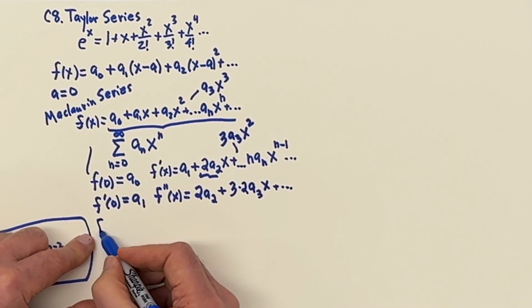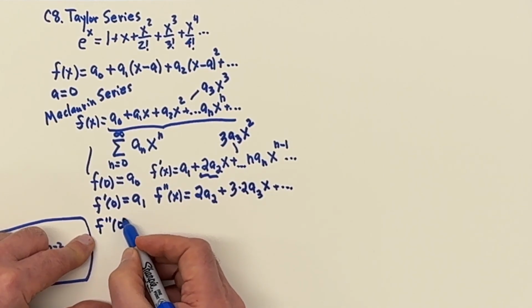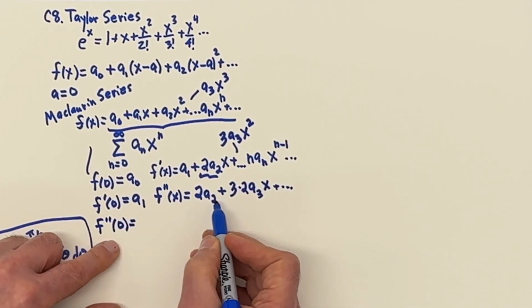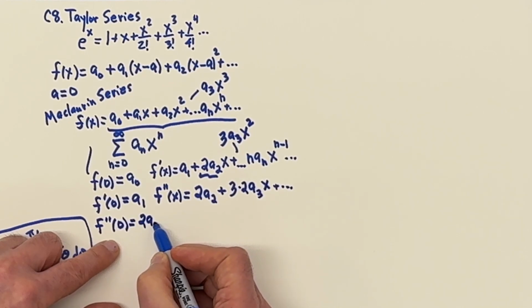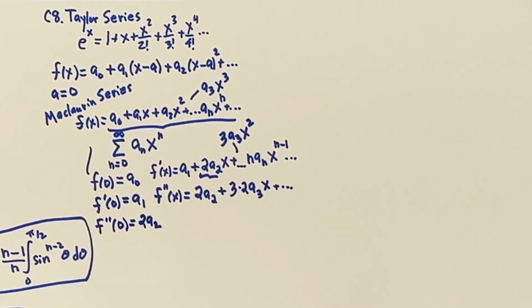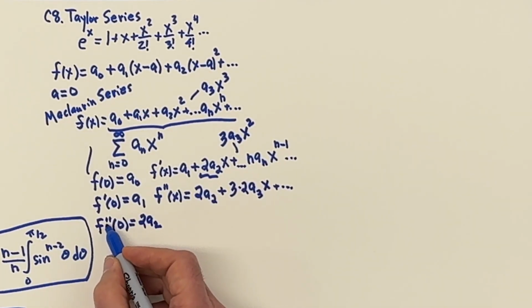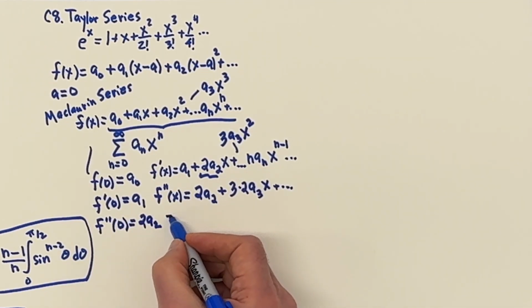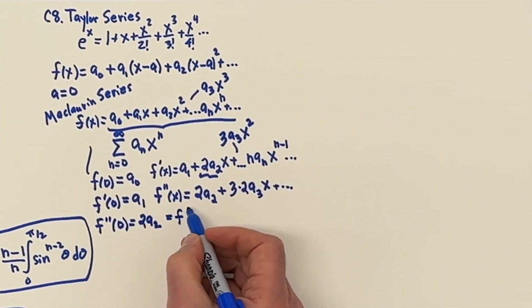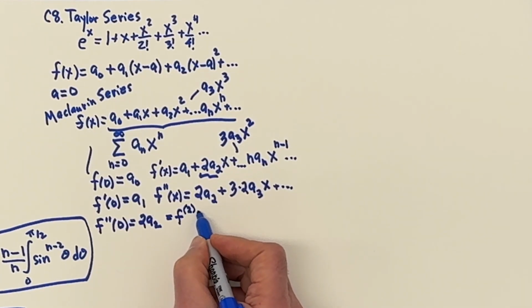So now you notice if you put in 0 for the second derivative, you pull off the a2 with the 2 in front because everything else goes away. Now it gets a little cumbersome to be putting all these primes up here, so for the notation here, we'll write the second derivative in parentheses like that.